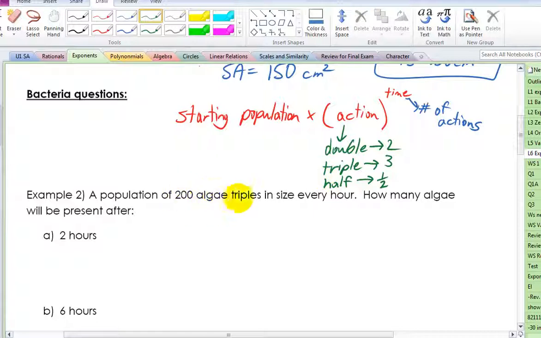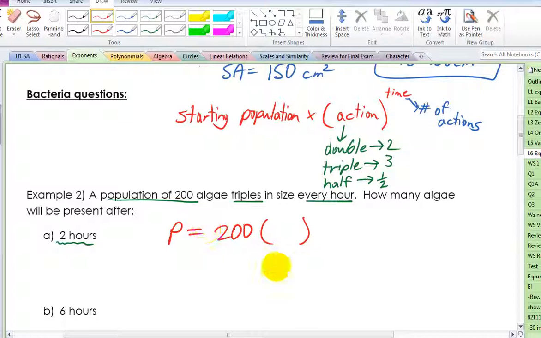So underline the important stuff, that's a good problem solving skill. Population 200, that's good. Triples, very important. Every hour, yes. And so for question A, how much after 2 hours? So the population equals, what's our starting population? And we have our brackets. You can put a multiplication sign if you want, but you don't need to. Okay. And what's our action?